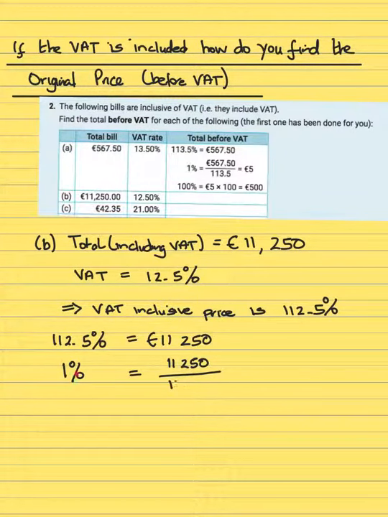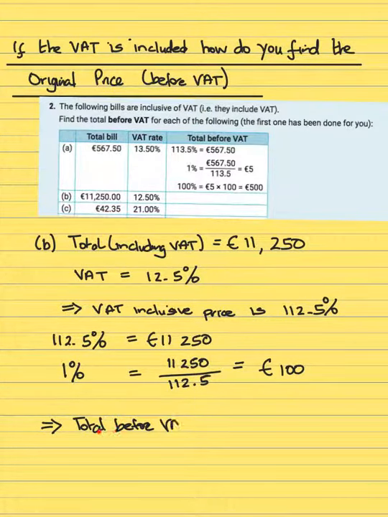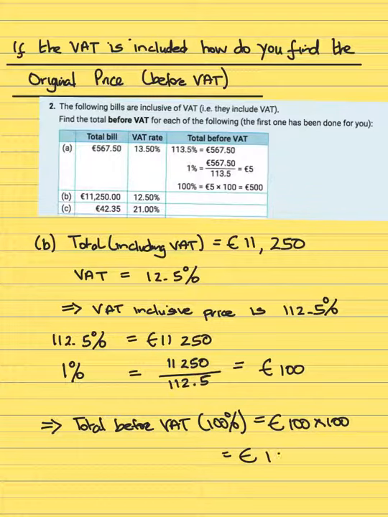So we get 1% by dividing our 11,250 by 112.5. This is very important here. Do this in our calculator and we get €100. That means 1% is €100. Now we want the price before VAT, in other words 100%. So the total before VAT, which is always 100%, is the 1%, which is €100, multiplied by 100. So then of course we get €10,000.